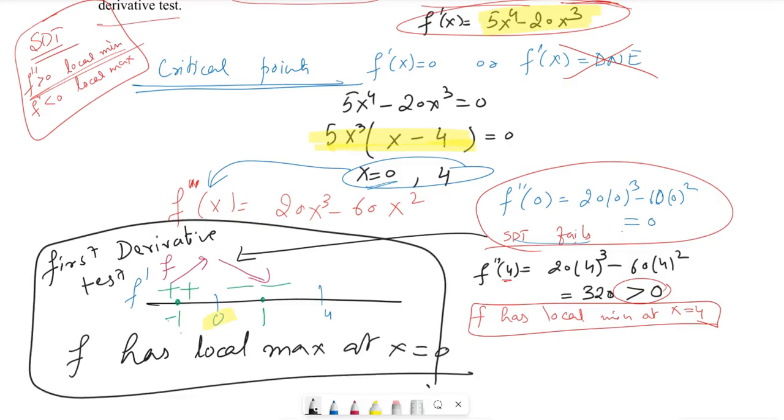That we found using the first derivative test. Local minimum at x equal to 4. That we found using the second derivative test because that worked. But for 0, the second derivative test failed. So we applied the first derivative test.